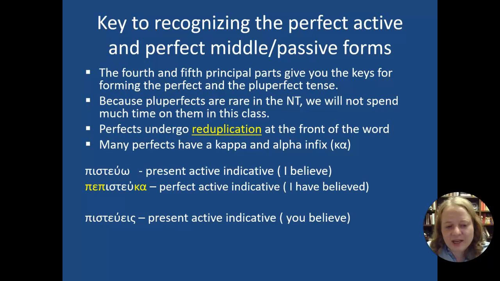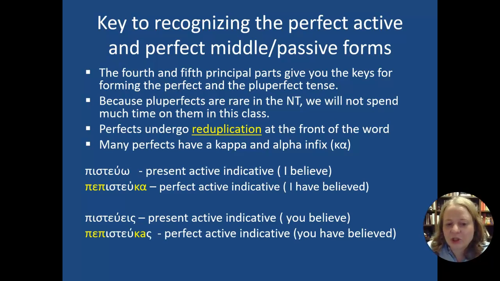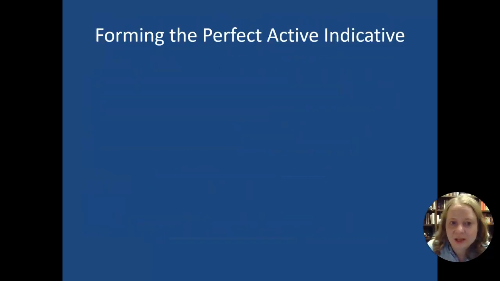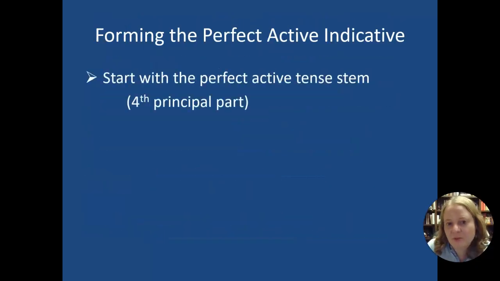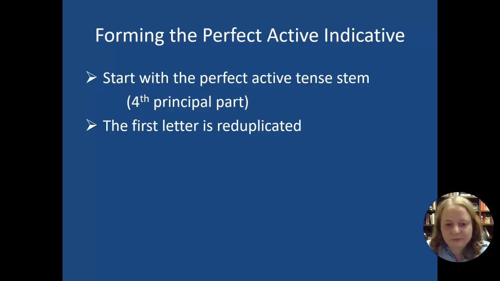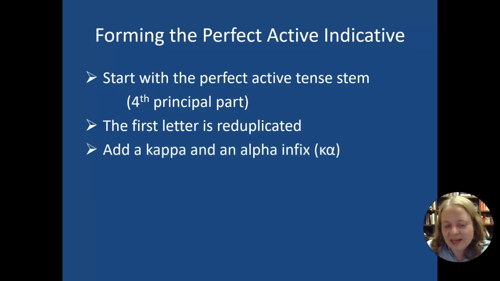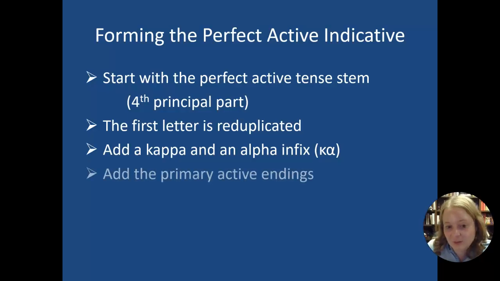And then pisteueis is you believe, but if I want to make it perfect, you have believed, pepisteukas. There it is. You've got the doubling of the p sound and then the ka. This is how we form it. We start with the perfect active tense stem, which is our fourth principal part, and the reason it's separate is because there'll be some irregular ones we'll talk about in a minute. The first letter gets reduplicated, and then you add a kappa alpha infix to the middle, and then add the primary active endings, which is what you learned as your present tense endings.